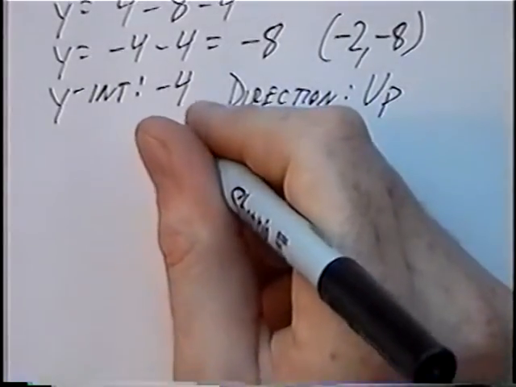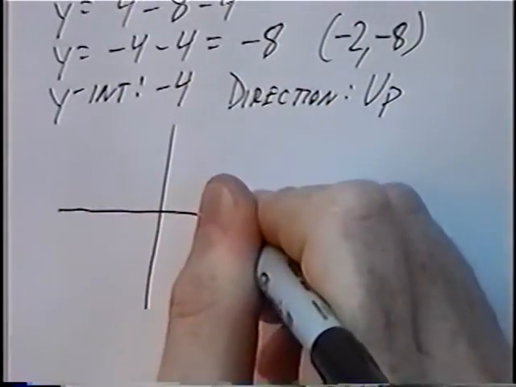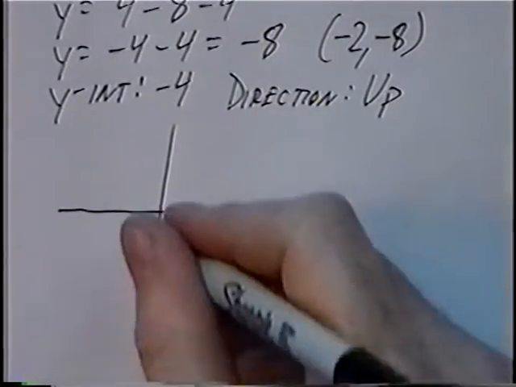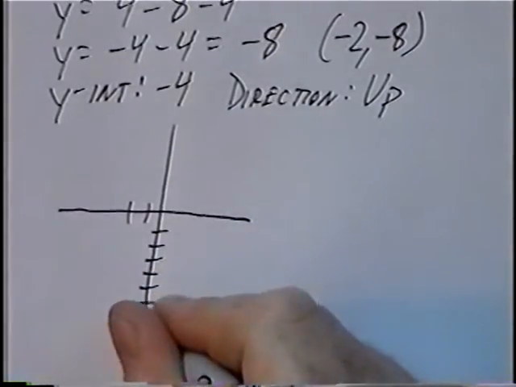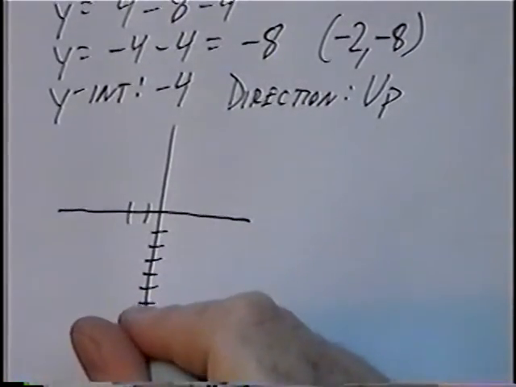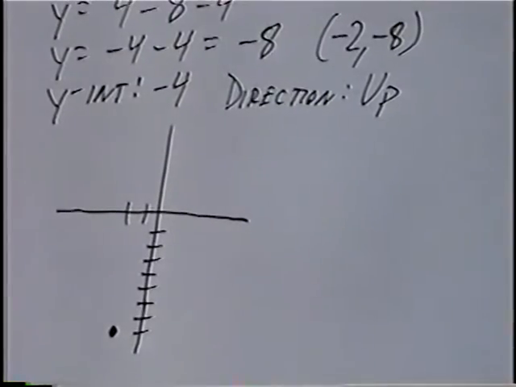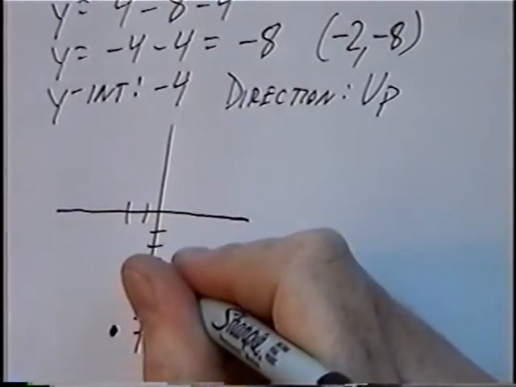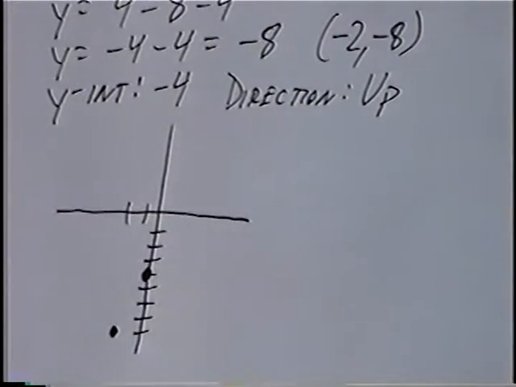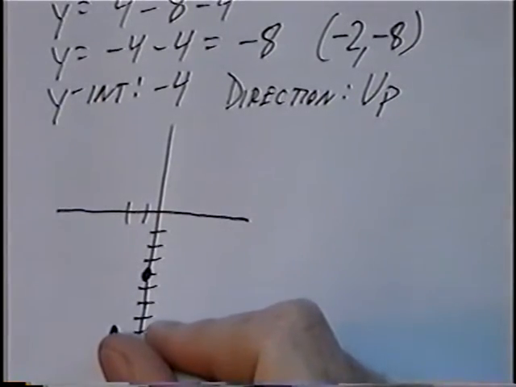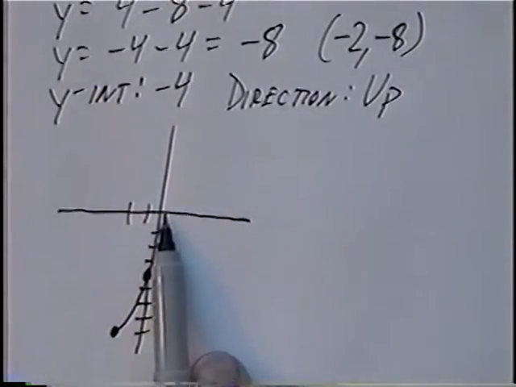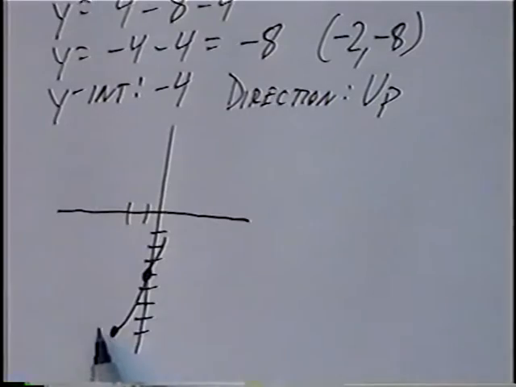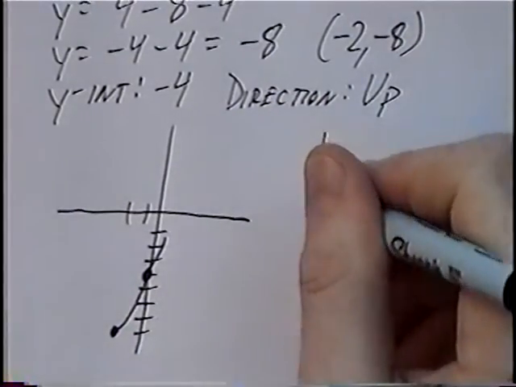From here, we can draw our graph. Vertex is at -2, -8. The y-intercept is at -4. And the direction goes up, so we can start at the vertex, go through the y-intercept, and again this graph will cross somewhere at a positive value and also at a negative value. To find those values, we can use a t-table.